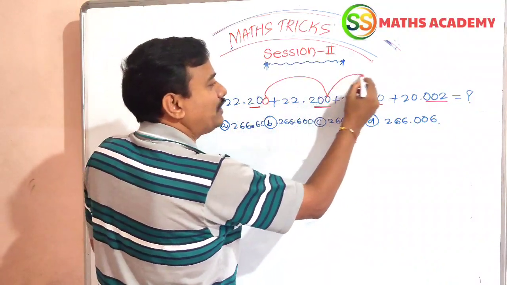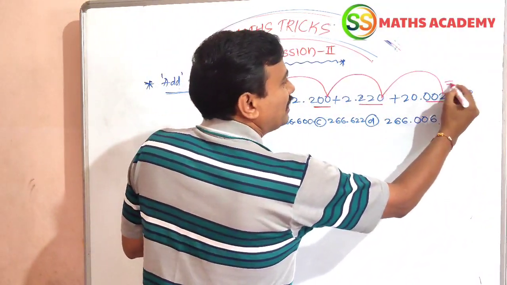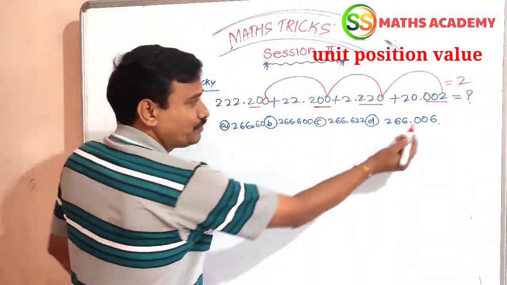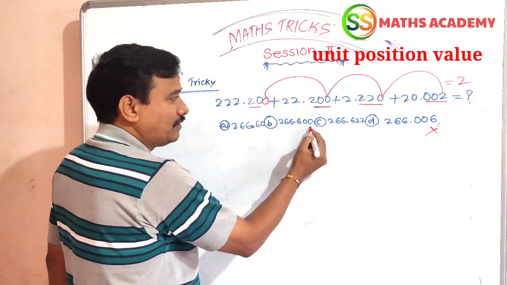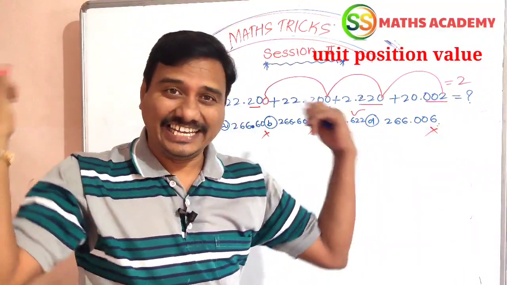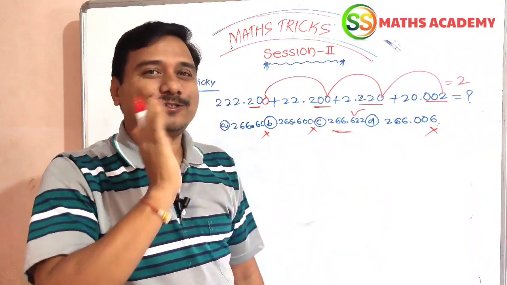0 plus 0 plus 0 plus 2. Nothing but 2. Yes. In this option, where is 2? Here, not there. Here, not there. Here, not there. Yes, this is your answer. Clear. Okay. This is the way we have to solve the question.